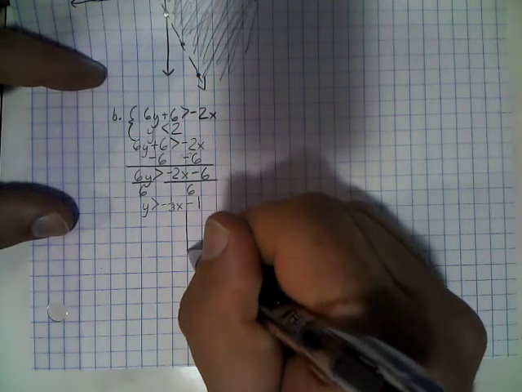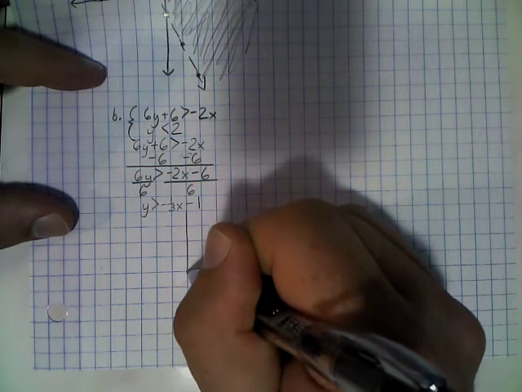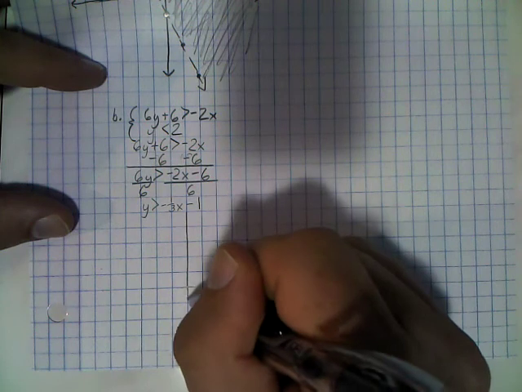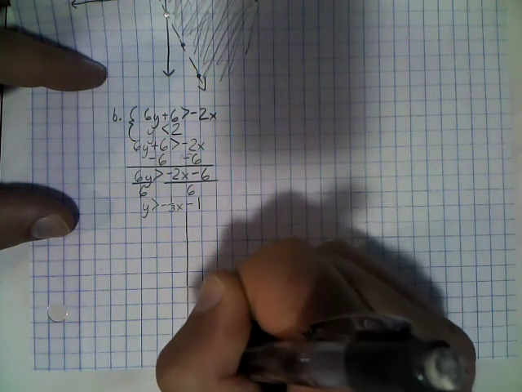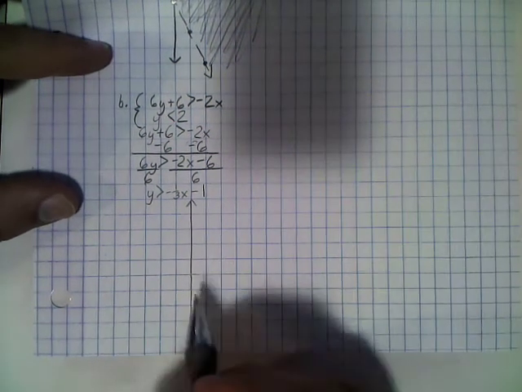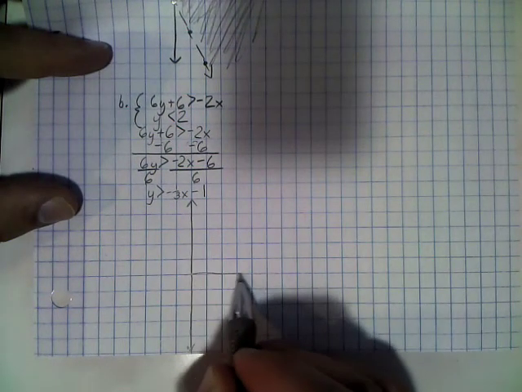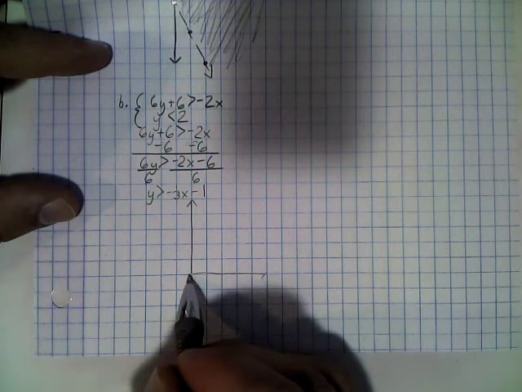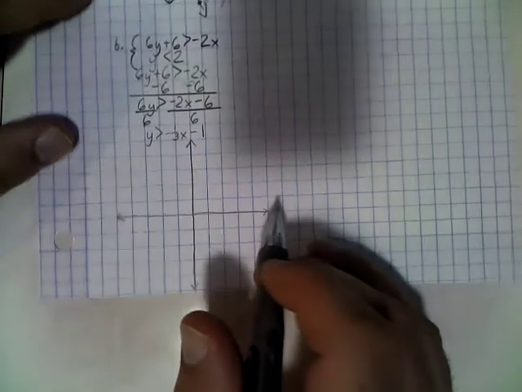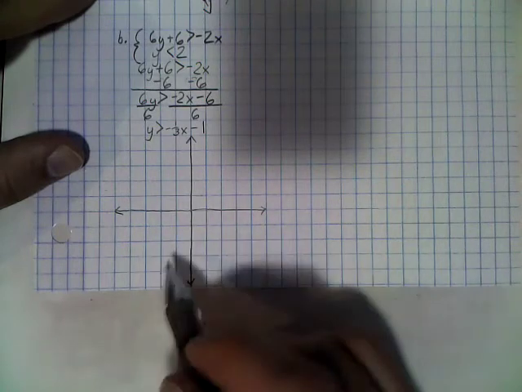So let's come down here. Let's see. Can we come down 5? Do I have room for 5? It looks like I just have enough room. So 5 in every direction. So there's my coordinate plane there.